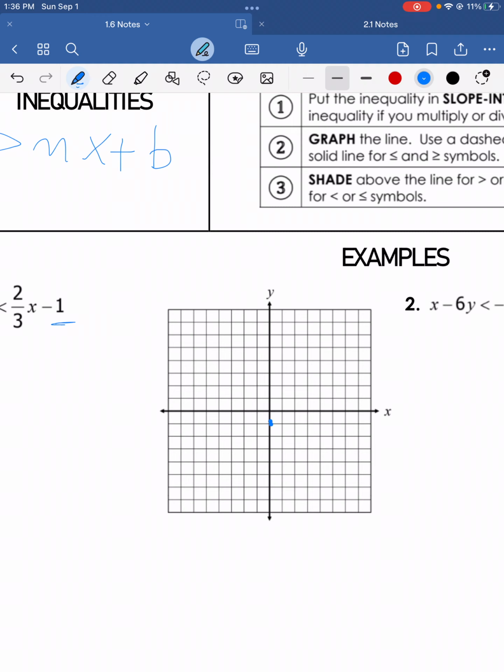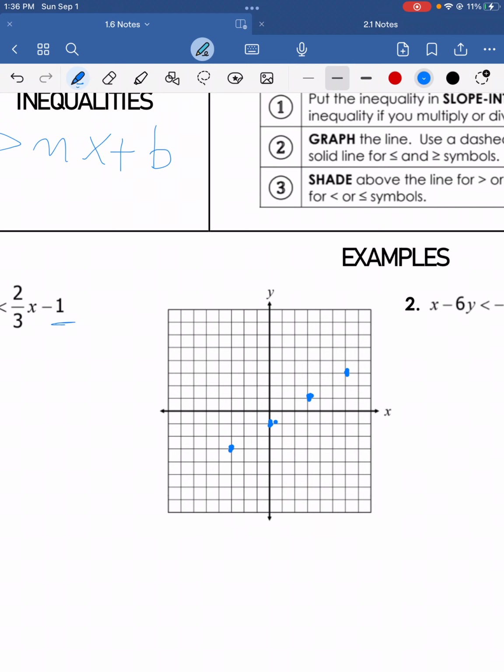So I'm going to put my point there. And then we're going to go up 2, so 1, 2, and then right 3, 1, 2, 3. I have a point there. And then we can also do this again. So we're going to go up 2, right 3 again. I have another point. And we can go in the opposite direction. We can go down 2, left 3, and you get a point over here.